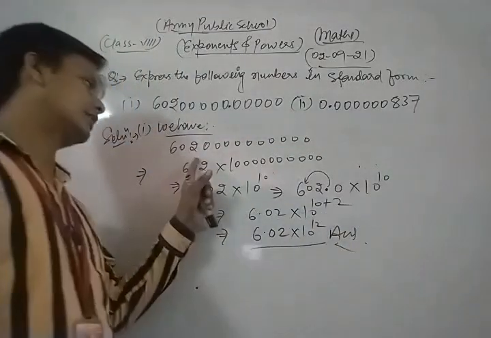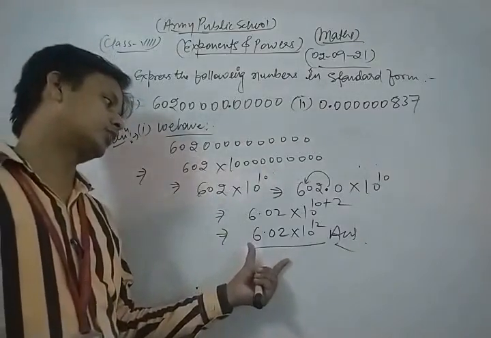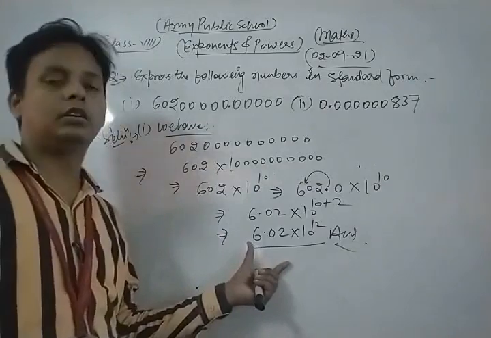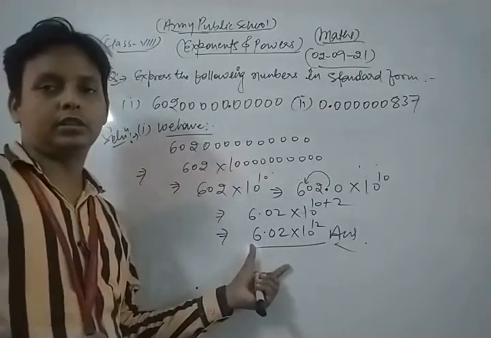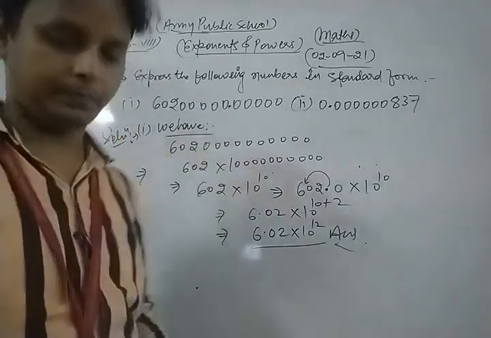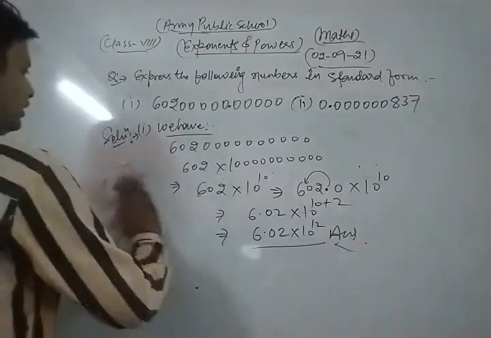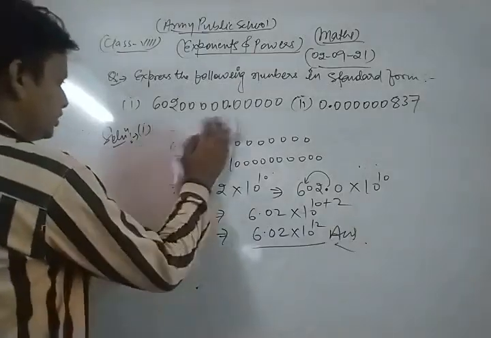Thus, this number can be written in exponential form as 6.02 into 10 to the power 12. This is one of the most important questions, dear students. Now we take and solve the second part of this question. Let's see.